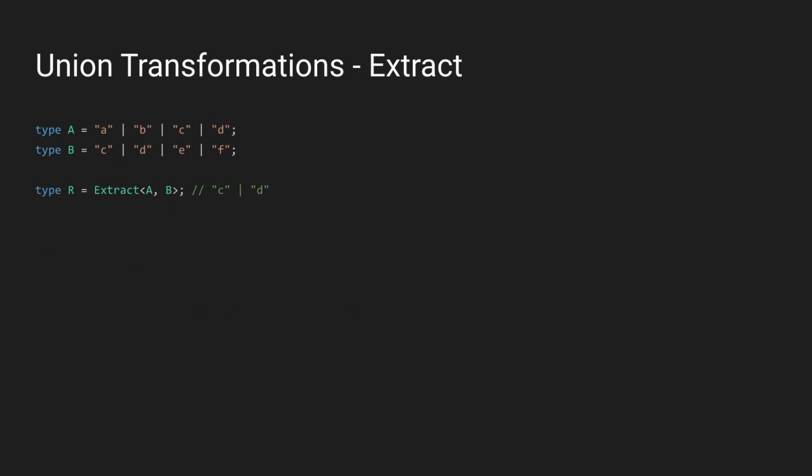The Extract utility limits union values to a list of specified possible values. It will be visible in the subsequent example. Here, Extract A, B results in a union containing only C and D strings. This operation is the equivalent of set intersection.